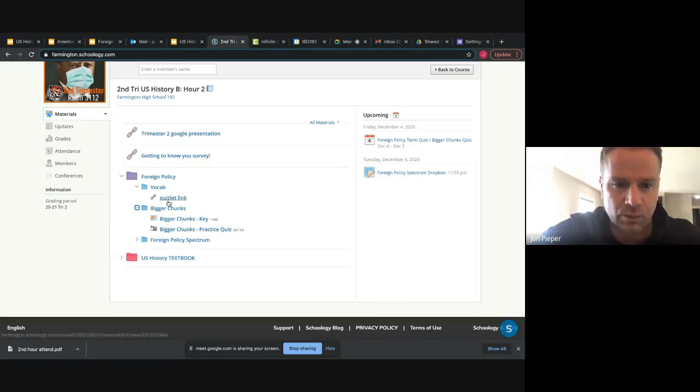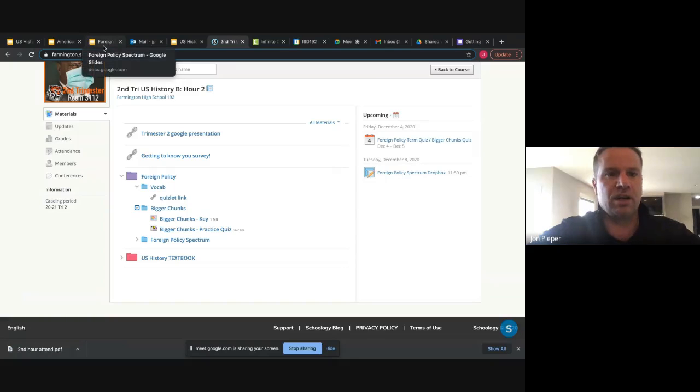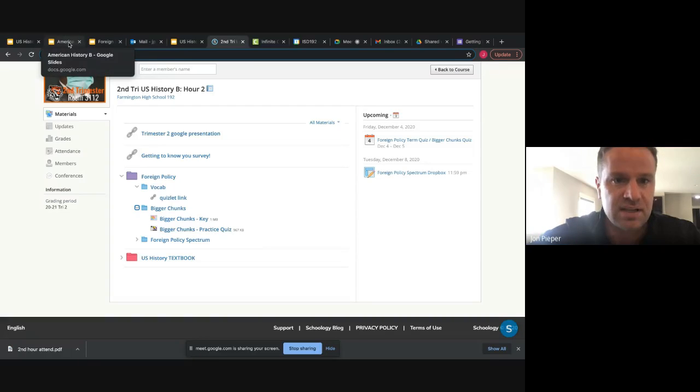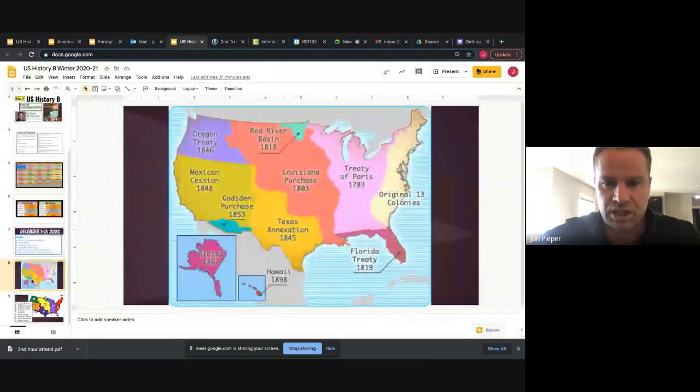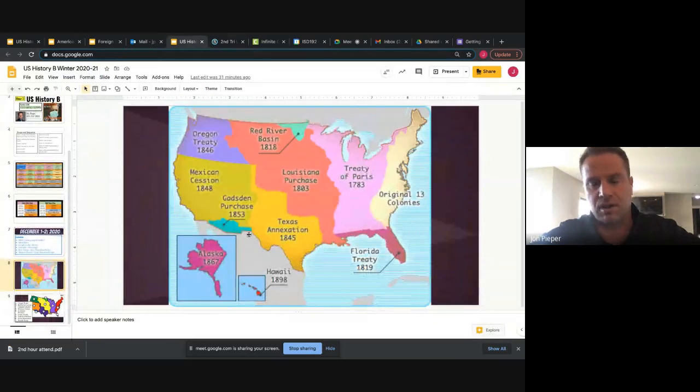The second thing that I want you to study is this little map right here titled Bigger Chunks. So this is the key, and I'll show you this in just a second. And then this is kind of a practice quiz that you can quiz yourself on. When it comes to U.S. foreign policy and the United States becoming what is now the continental United States, there are a number of different land acquisitions that I want you to be familiar with, because we're going to need to know these over the course of the trimester.